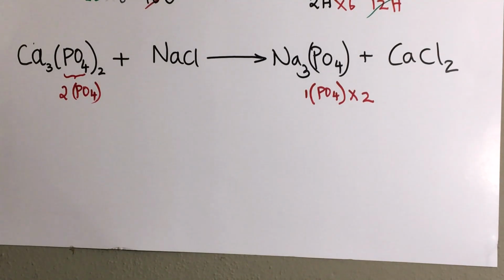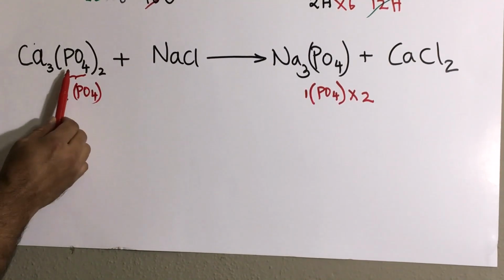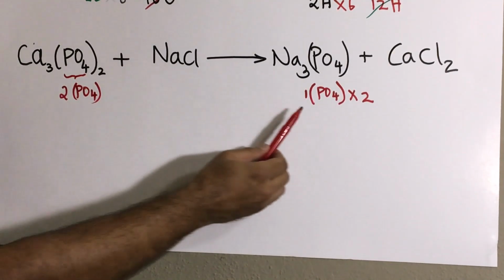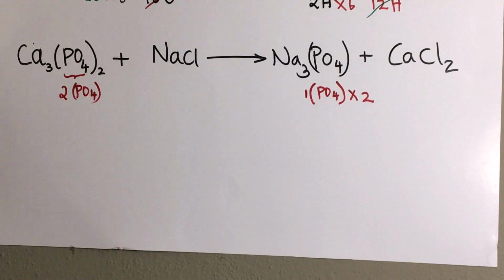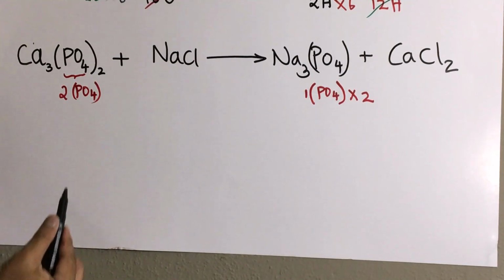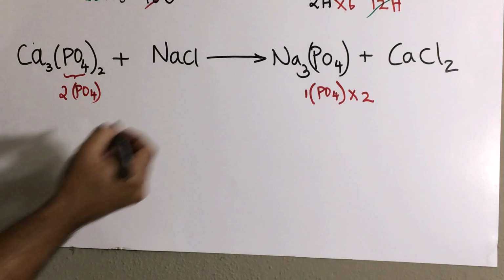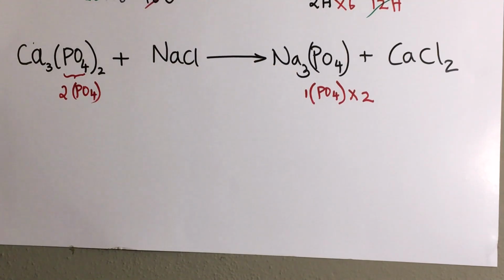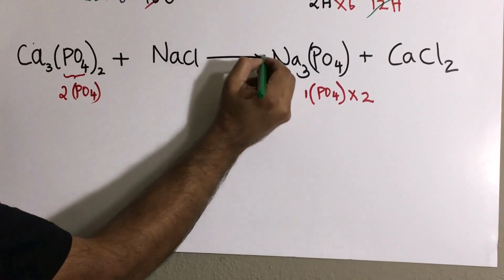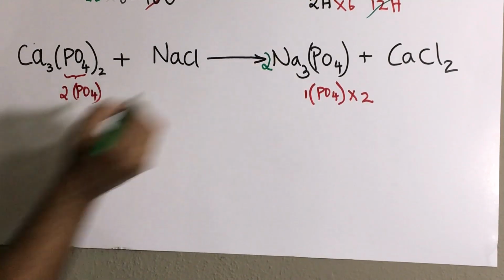This problem can be solved in more than one way. I chose to work with the polyatomic ion itself first. On this side we have this phosphate. We have 2 phosphates, and on this side we have 1 phosphate. How do we go from 1 to 2? We multiply by 2. So where do we put the 2? Well, we put it right in front of our sodium, right here.